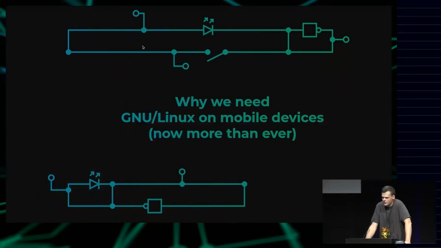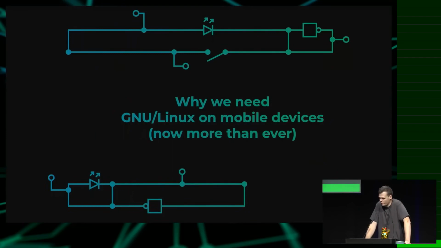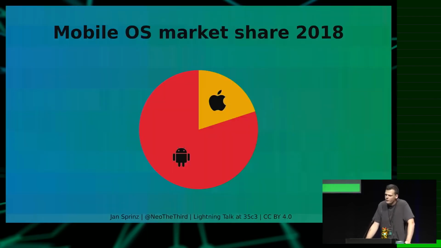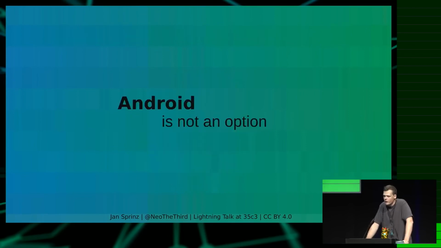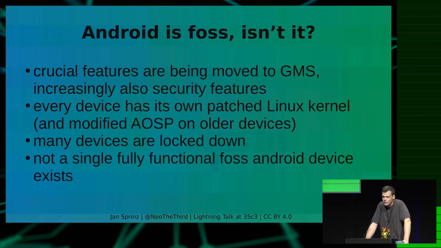Okay, thank you. Let's talk GNU Linux on mobile devices and why we need it more than ever. This is the mobile operating system market right now. Depending who you ask, we have 10 to 20% of iOS, and the rest is of course dominated by Android. Other players don't have a significant role in the market right now. Let's skip iOS entirely. But Android, you might say, of course we like FOSS, and Android is FOSS, right? Well, it's not that easy, and let's look at why Android is not an option for us.